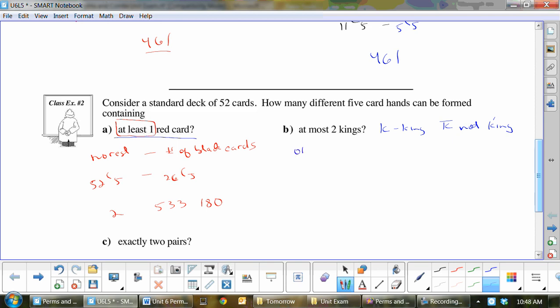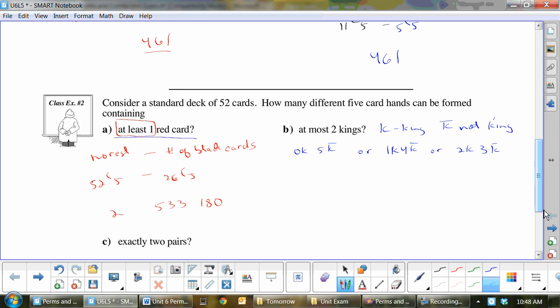So I'm doing 0 kings, 5 not kings, or 1 king, 4 not kings, or 2 kings, 3 not kings. Okay, so you're seeing the difference between at least and at most. So I can have 0 kings, 1 king, or 2 kings.